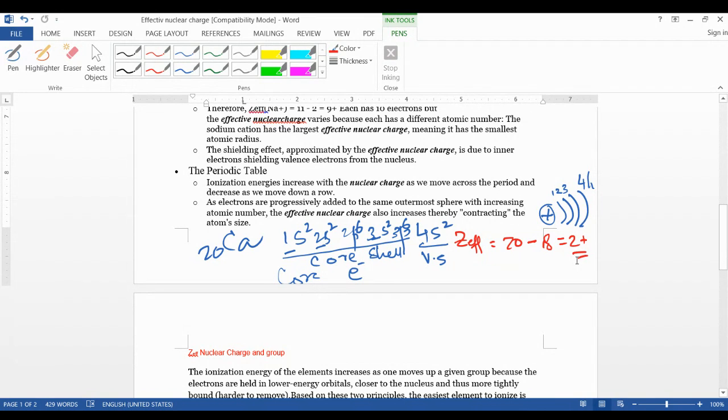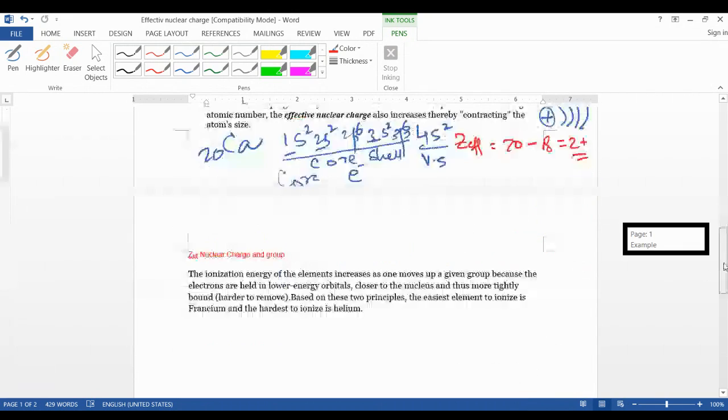Generally, all metals, whether group 1, 2, or 3, have the same Z effective as their group number. Group 1, 1 plus charge. Group 2, 2 plus charge, 2 plus Z effective. Group 3, 3 plus charge, and 3 plus Z effective nuclear charge. All right, so this is all about this.